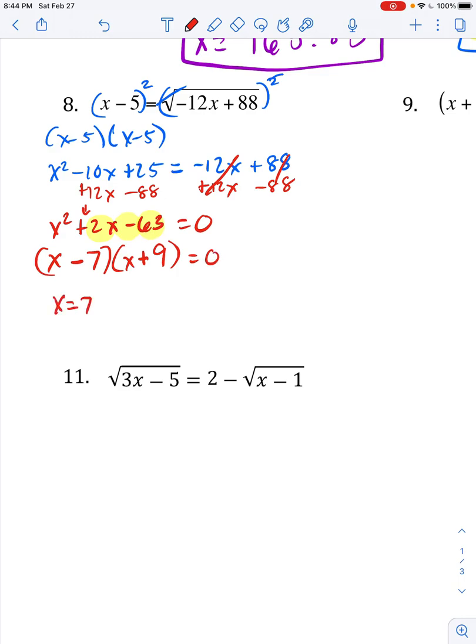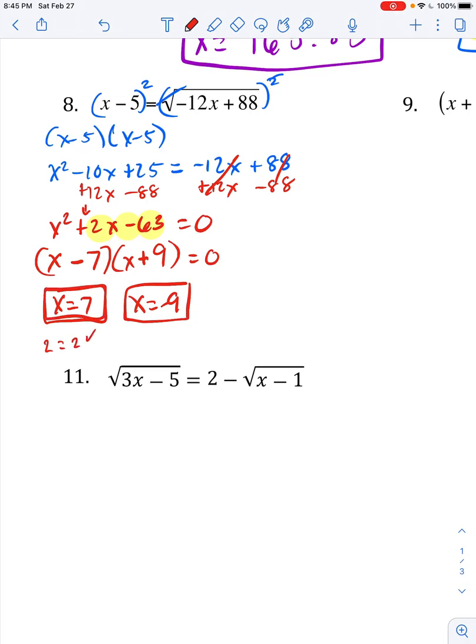Meaning my two options are that x would be 7 or that x would be negative 9, but this was one of those kind of fishy ones. So I'm going to go back up and actually check them. On the left, 7 minus 5 would be 2, and on the right, negative 12 times 7 plus 88 is 4, square root of 4 is 2. So that one checks. That's a legitimate answer.